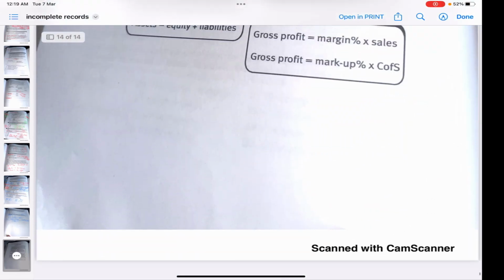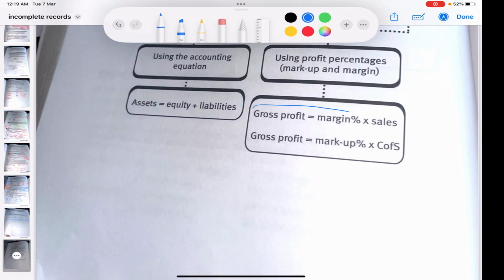So that is it. We are done with the chapter. Gross profit margin is always on sales. Markup is always on cost.